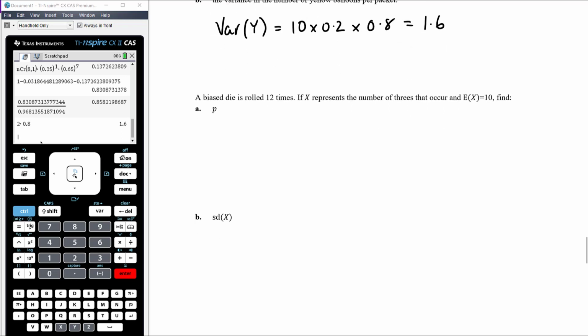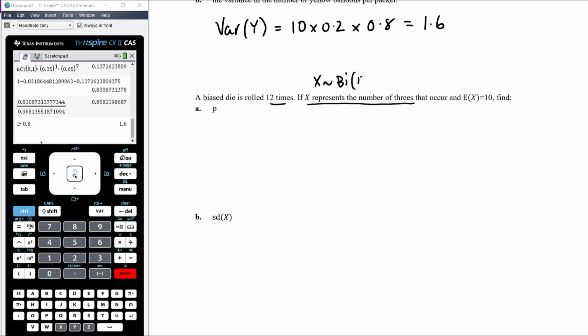Okay, one more example. A biased die is rolled 12 times. If x represents the number of 3s that occur and the expected value of x is 10, find p. Okay, so biased die is rolled 12 times. It's a binomial distribution. X is the number of threes, okay? So the sentence is already written for us. X is already defined, so we don't need to write out the sentence, but we do know it's binomially distributed.